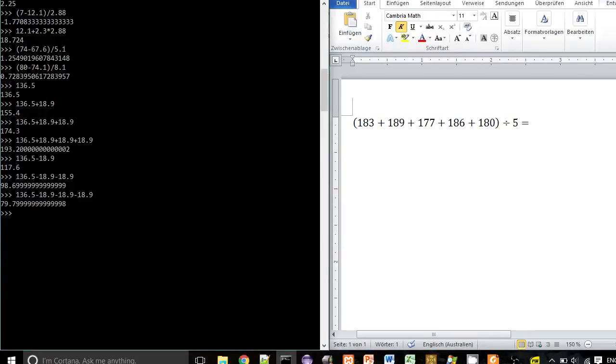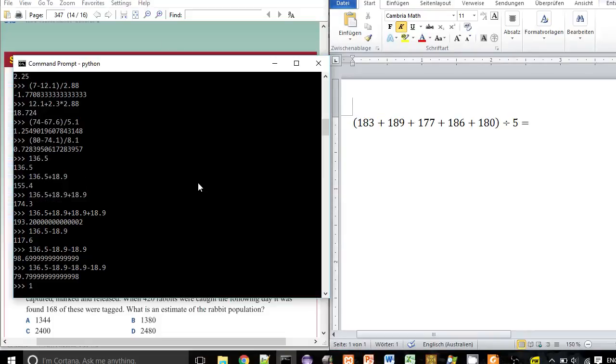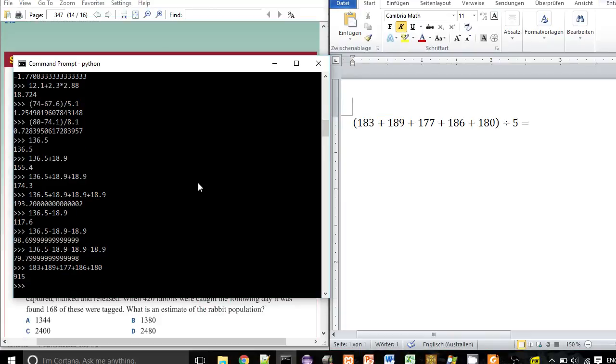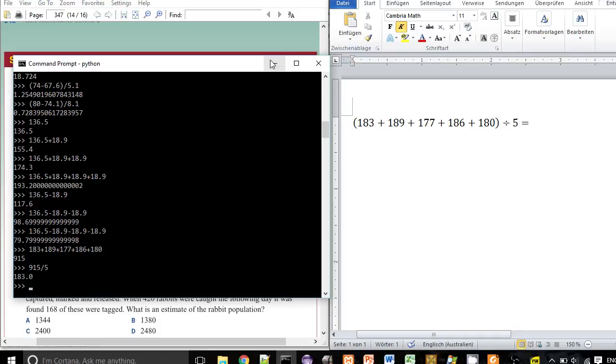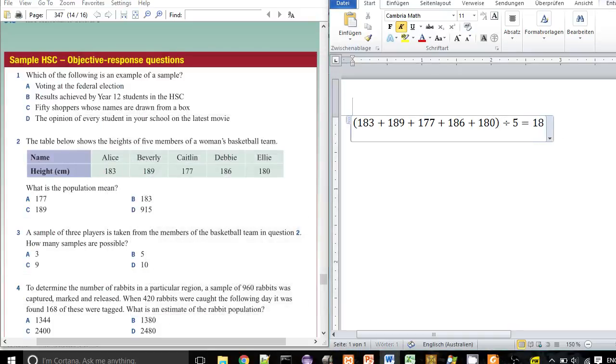Hang on, why is this so big? 183 plus 189. In fact, I bet it's going to be that number. Yeah, 915. Okay, yeah, 183. Alright, that's the mean. You add them up, divide by how many there are.